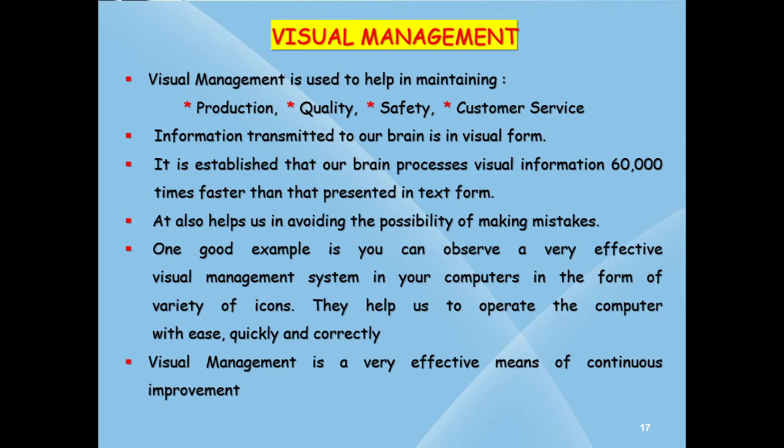Let us understand what is visual management. It is used to help in controlling and maintaining the production quality, safety, and customer service. It is said the brain processes visual information 60,000 times faster than that presented in text form. It also helps in avoiding mistakes.